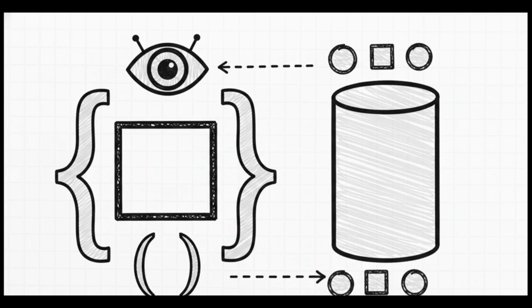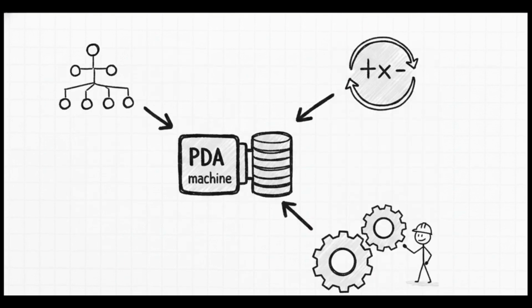This is exactly how your code editor instantly yells at you when you forget to close a curly brace. The roles of pushdown automata are actually huge. They're the engines that parse those context-free grammars we just talked about. They evaluate complex arithmetic by keeping track of operations in that memory stack.